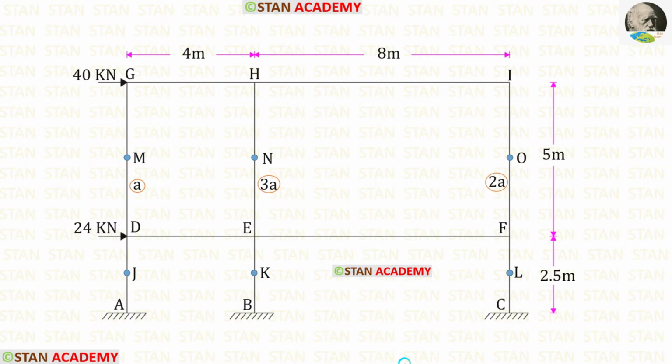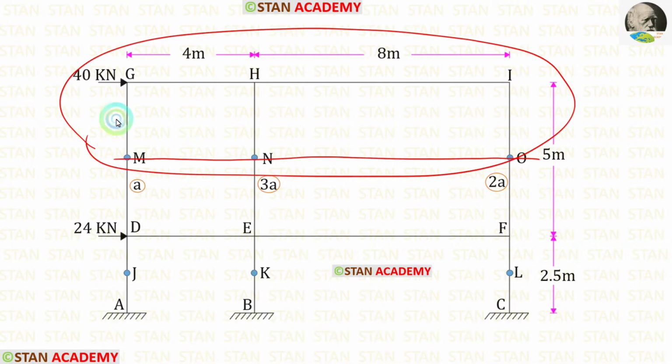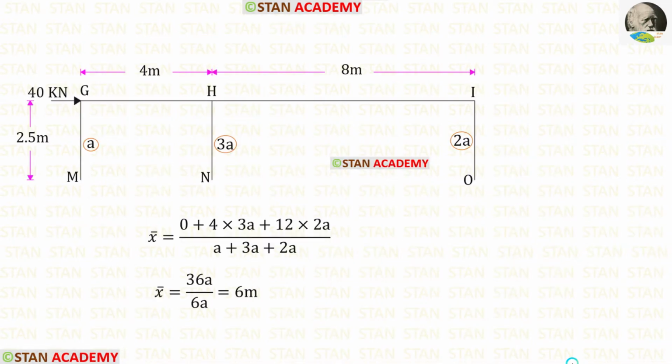In this frame, let us name the center of the columns in both of the stories. You can see that I have named the center of the columns as J, K, L, M, N and O. Now let us split the frame into two parts. From the center of the columns in the top story, let us take the upper part. Now let us find the location of the center of gravity, x bar. I am going to find x bar from the left side.